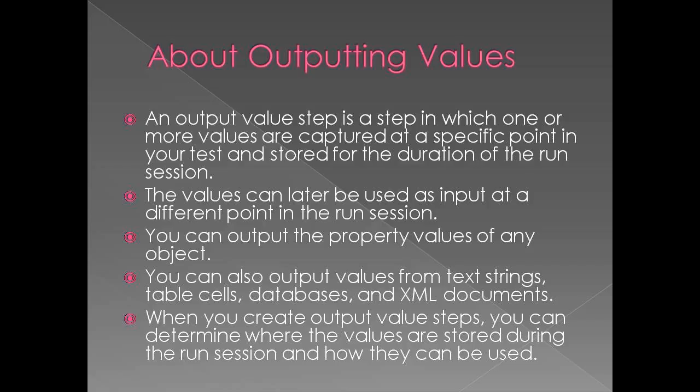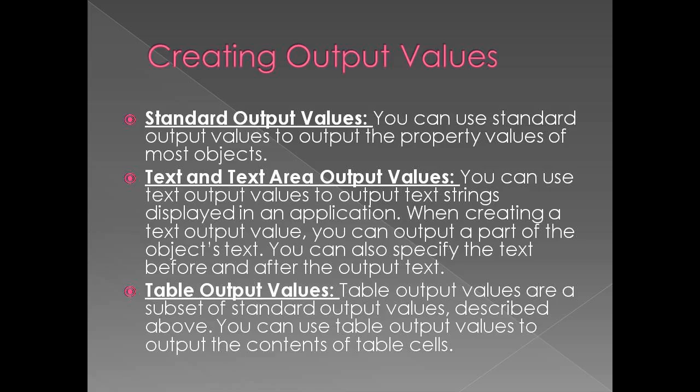You can output the property values of any object. You can also output values from text strings, table cells, databases, and XML documents. When you create output value steps, you can determine where the values are stored during the run session and how they can be used. During the run session, Quick Test retrieves each value at the specified point and stores it in the specified location, so the value is available when it is needed later in the run session.